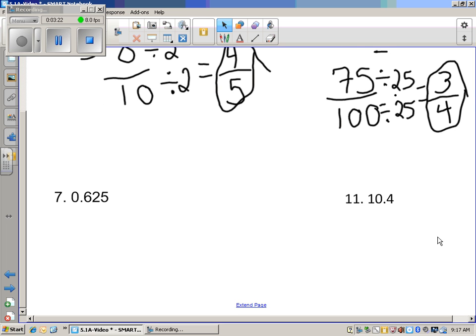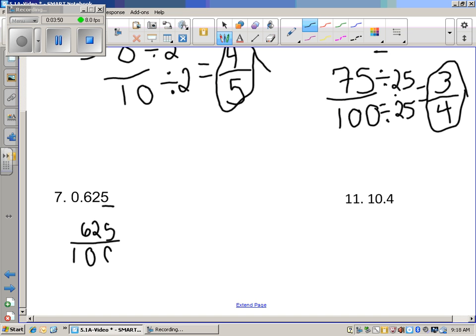Okay, moving on. So this one has 3 digits. Looking at number 7, we have 3 digits here. The last digit, 5, is in the thousandths place. So that's where I'm going to put on the bottom. So it's going to be 625 over 1,000. Now, I'm going to simplify this, and I'm going to divide again the top and the bottom by 25.